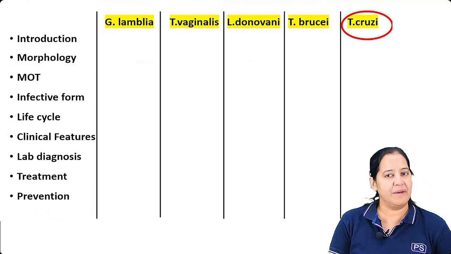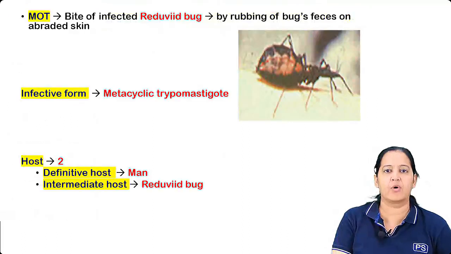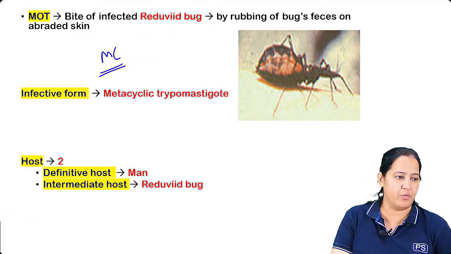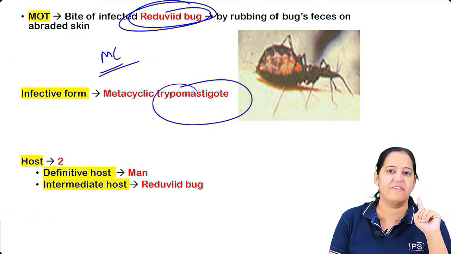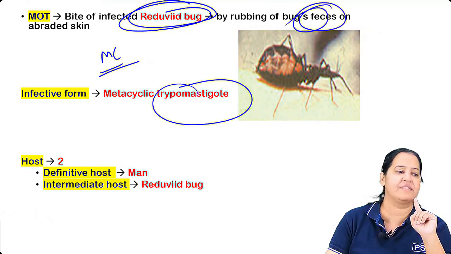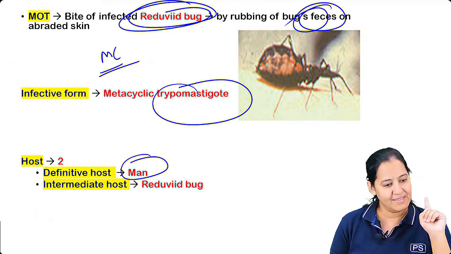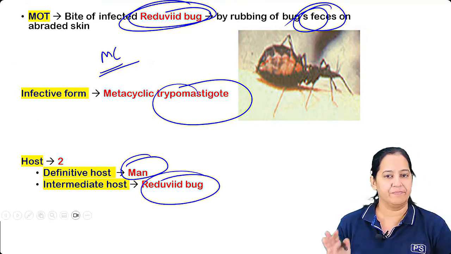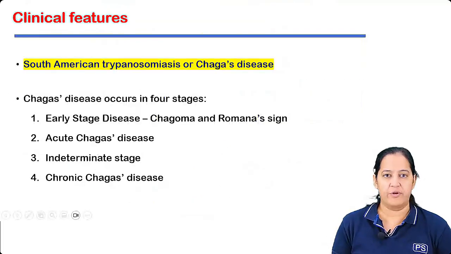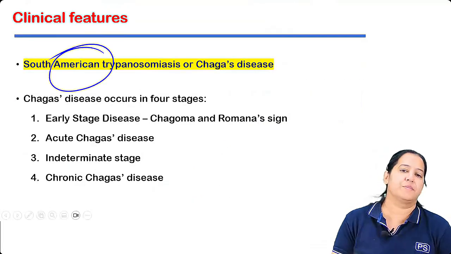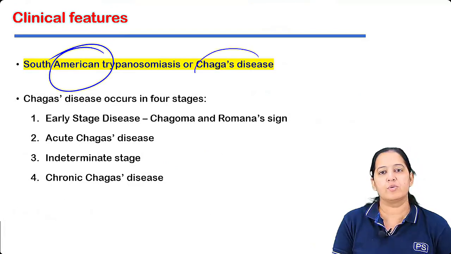So I have taught Cruzi also. Just see the theory. I am teaching you Cruzi now. Trypanosoma cruzi. The bug is Rudwig bug. But the point is that here trypomastigote is the infective form, but not in saliva. It is in feces. Man is the definitive host and Rudwig bug is the intermediate host. I have drawn the cycle for you. It is American trypanosomiasis, South American, also known as Chagas disease.